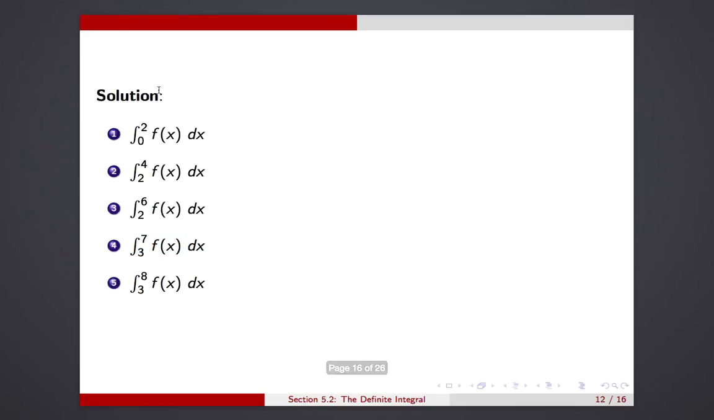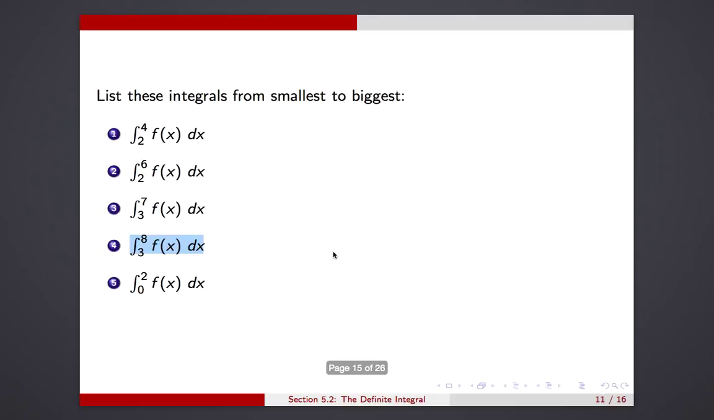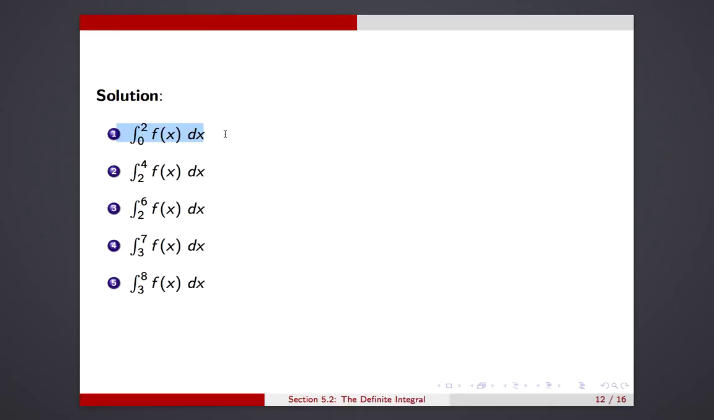Okay, so all of that being said, here's the actual solution. From 0 to 2, you're just getting negative stuff. So clearly that negative stuff is smaller than all the other positive areas we had. So here's the correct ordering. 3 to 8 is the biggest, 3 to 7 second biggest, etc. 0 to 2 was the only negative answer, so it's clearly the smallest.